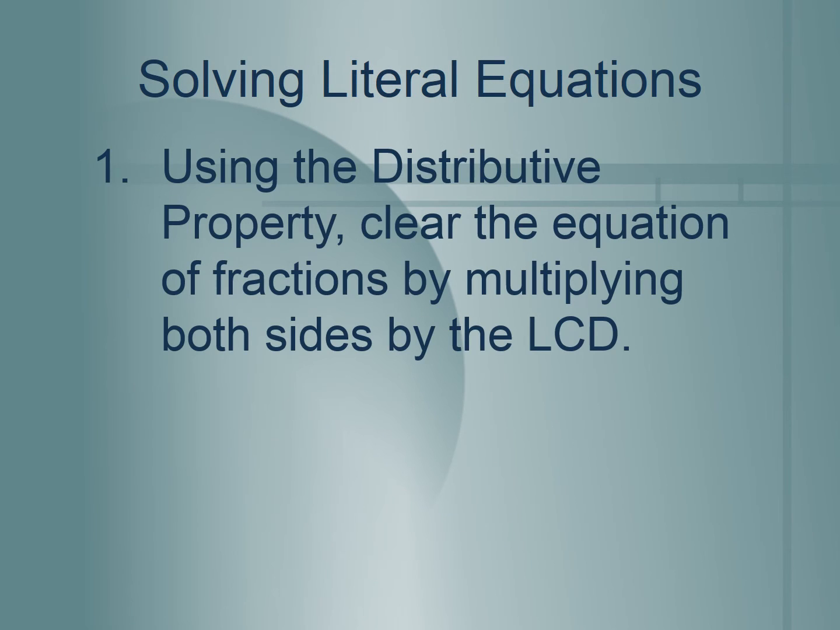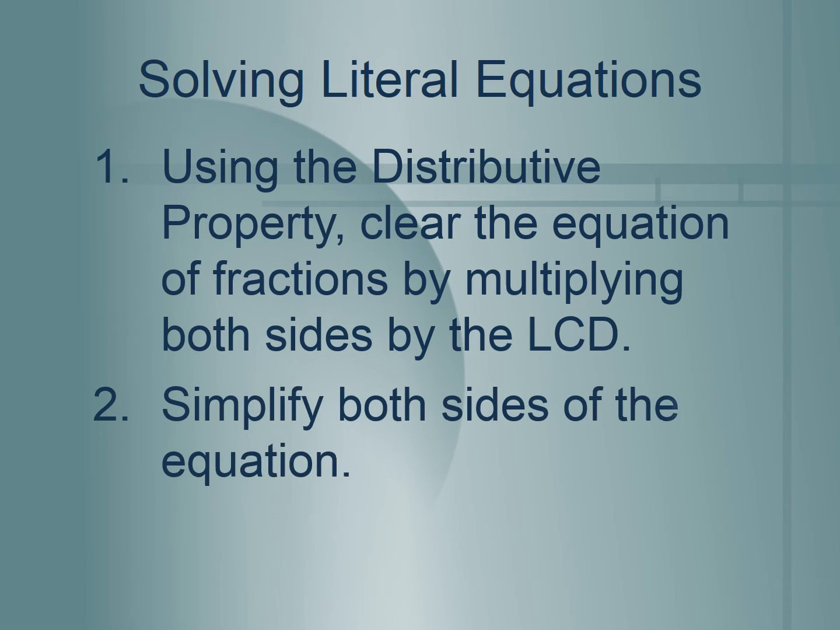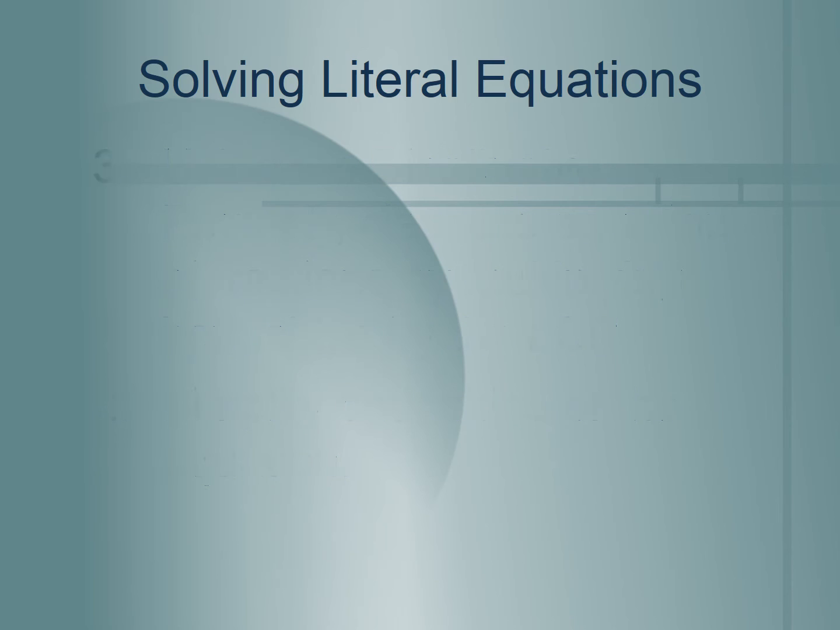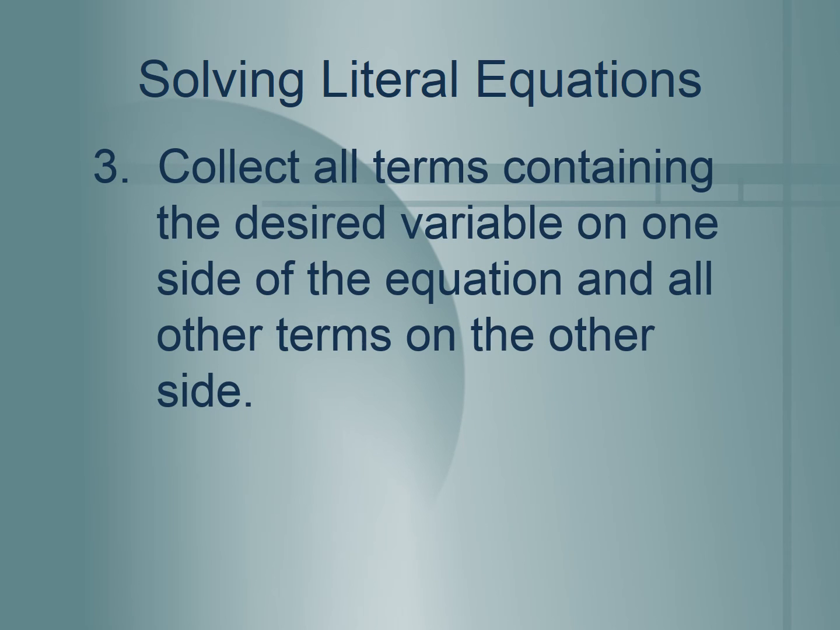So let's go over the steps for solving literal equations. First, using the distributive property, we want to clear all fractions by multiplying by the least common denominator. So you don't want to be working with fractions. We always want to clear the fractions by multiplying by the LCD. Once we have done that, we simplify both sides of the equation. Then we collect all the terms containing the desired variable. So when they say desired variable, they're talking about the variable you are solving for.